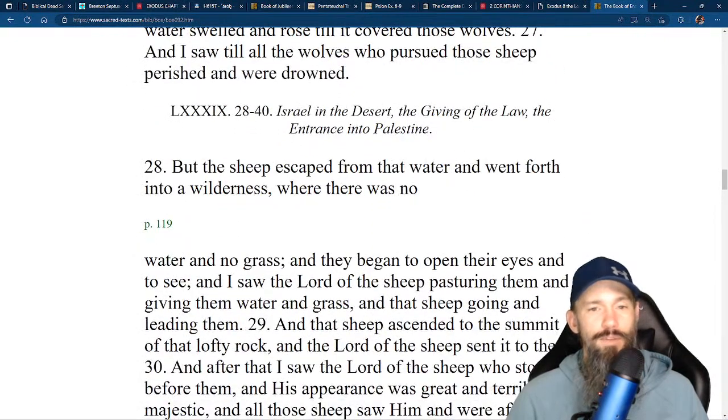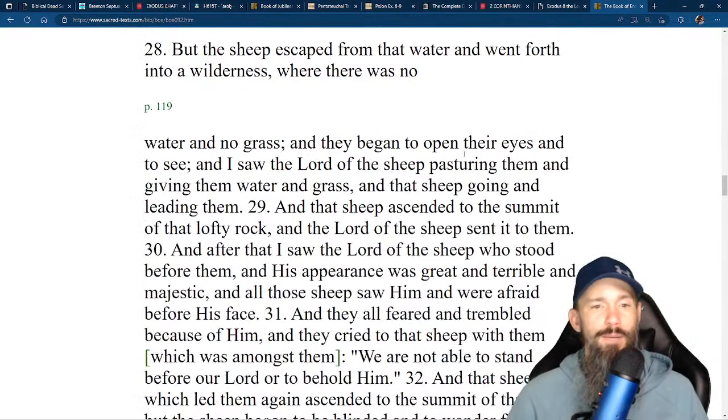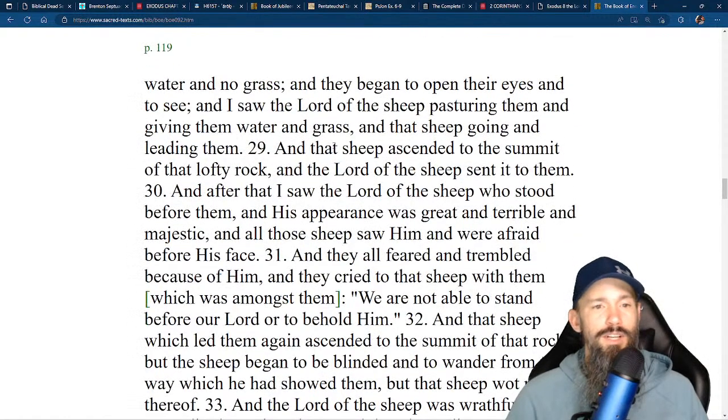But the sheep escaped from that water and went forth into a wilderness where there was no water and no grass. And they began to open their eyes and see, and I saw the Lord of the sheep pasturing them and giving them water and grass, and that sheep going and leading them. And that sheep ascended to the summit of that lofty rock, and the Lord of the sheep sent it to them.